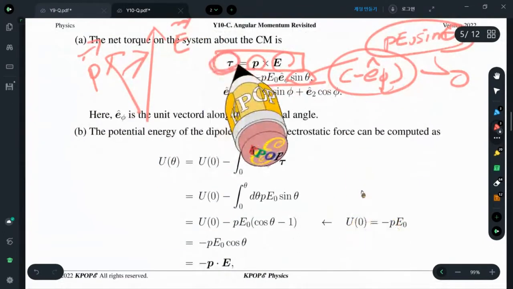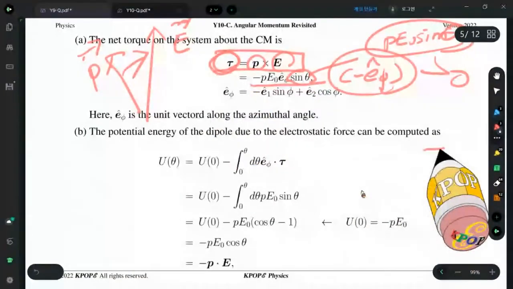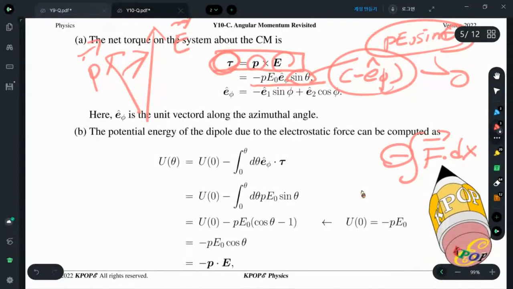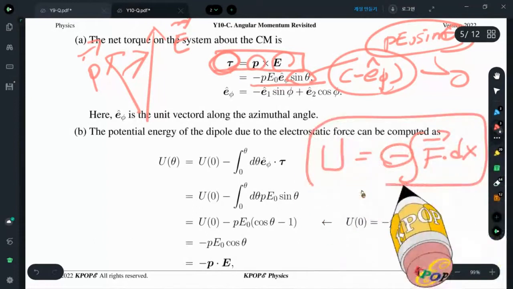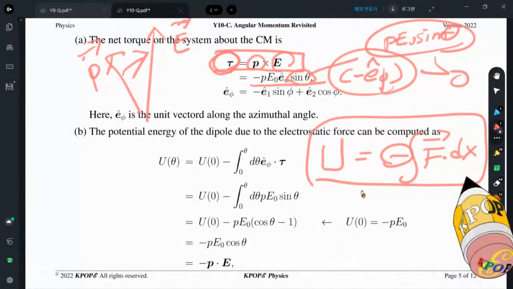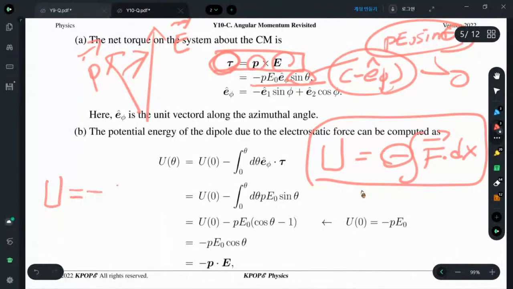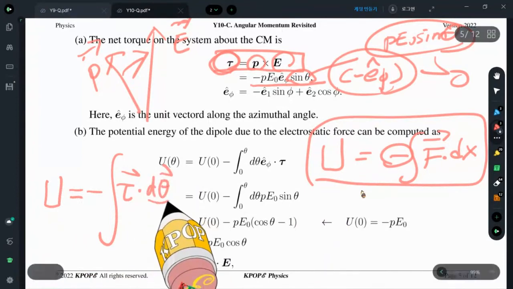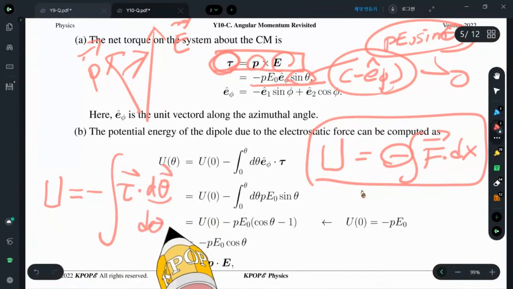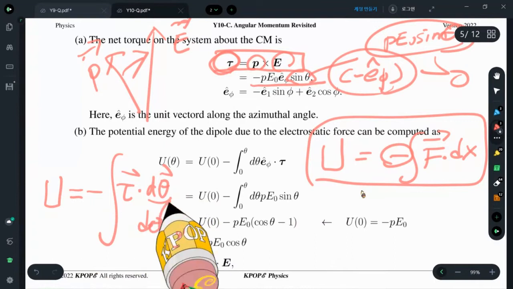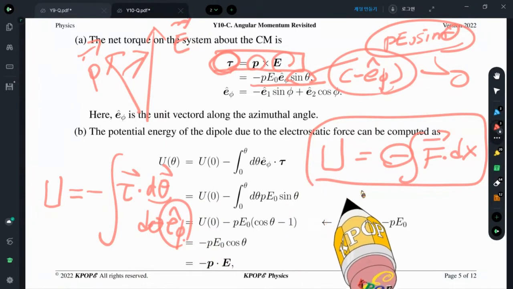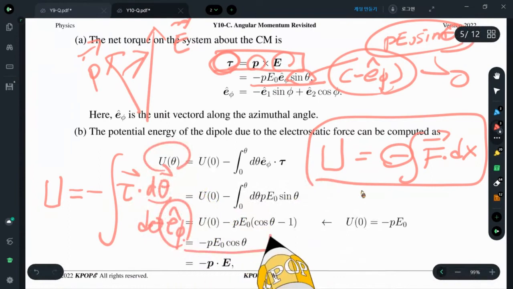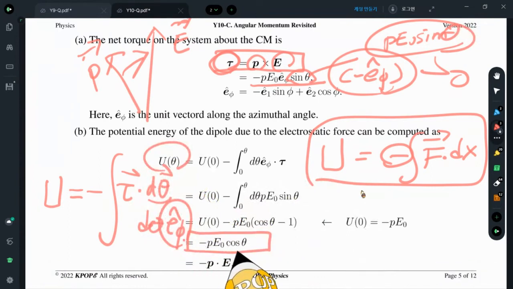And then if you know the torque, just like if you know the force, what you need to do is take a minus force integral. That is the potential energy. The potential energy due to the torque should be done in the same style with the angle. Here we have a phi angle, theta angle along the direction E phi. So the final result for the potential energy is minus pE0 cosine theta.